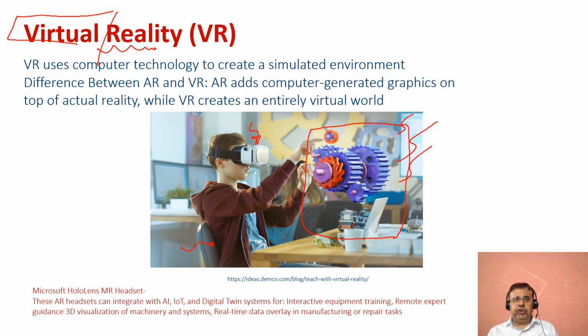Now, virtual reality and augmented reality can be combined together, and when they are combined together, they are called mixed reality. We have headsets available, such as Microsoft HoloLens mixed reality headsets. We can make use of these to combine these two technologies and take advantage as per our wish.